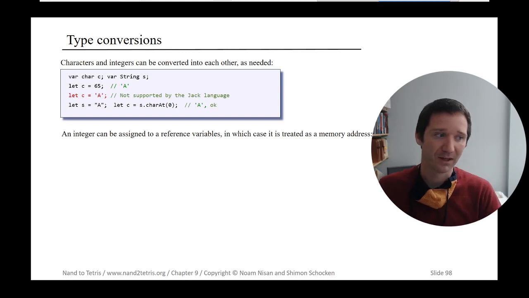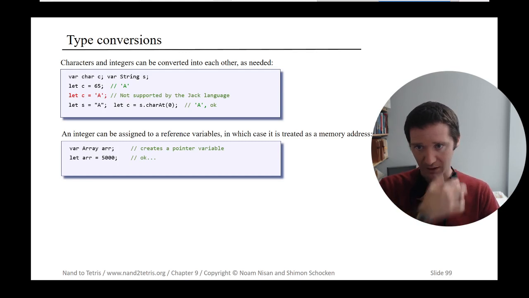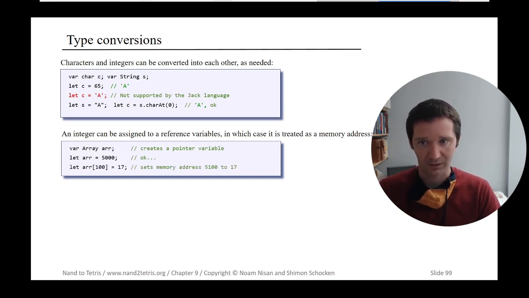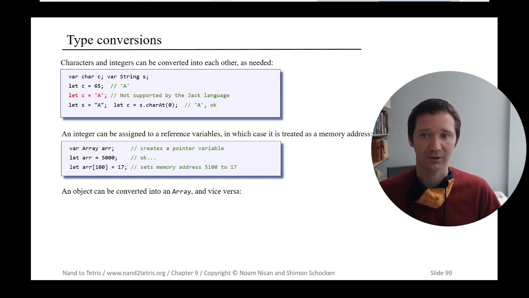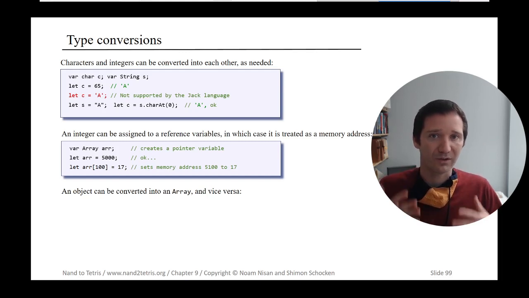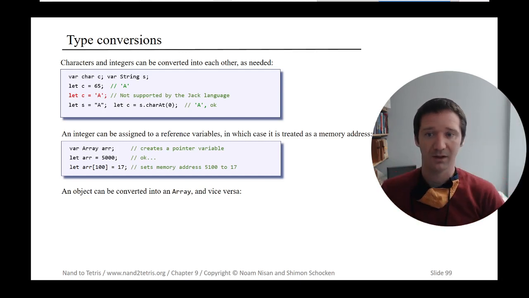An integer can be assigned to reference variables. In that case, it's treated as a memory address. So if we see a var Array arr, so we create an array reference called arr, and we let arr equal 5,000, that's okay. We can say let arr[100] be equal to 17. That works. So an integer can be converted to an array, and vice versa. We didn't create a new array. We just simply assigned the integer, and that array bracket access went off into memory location 5100.